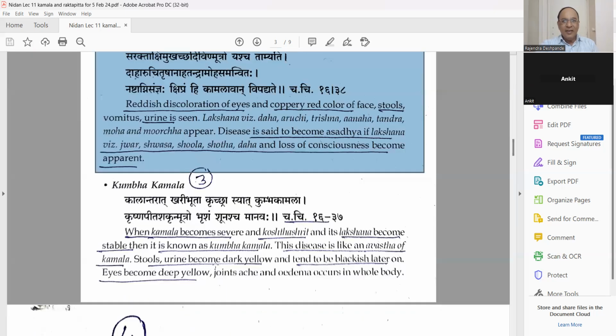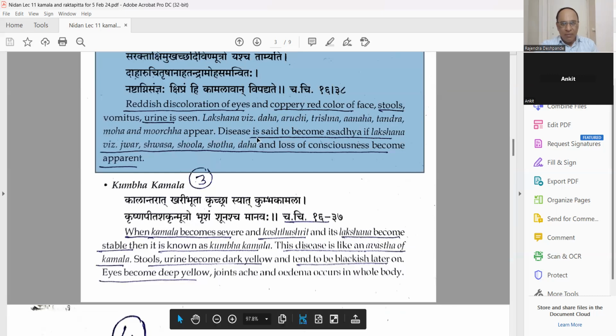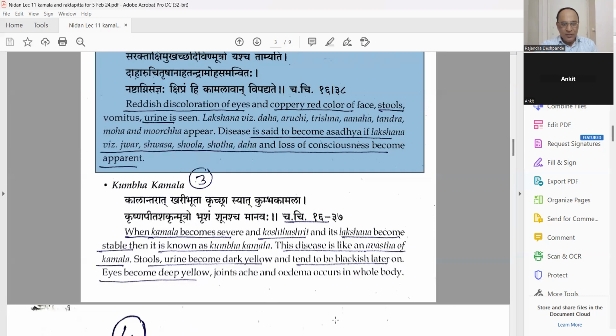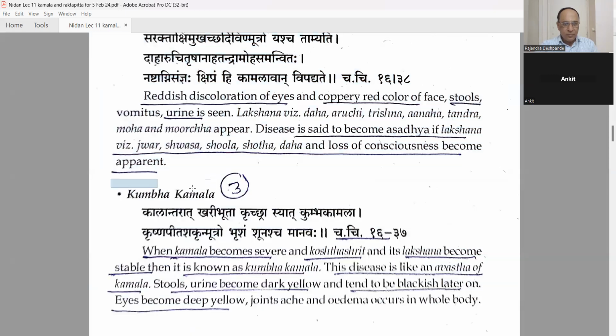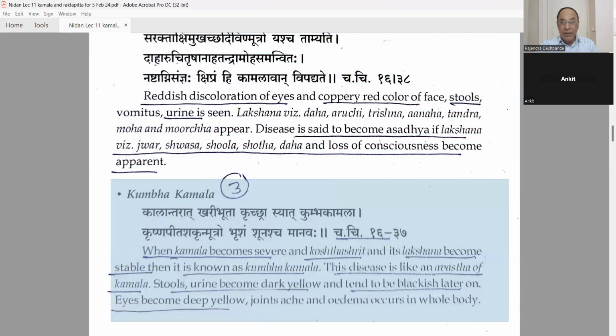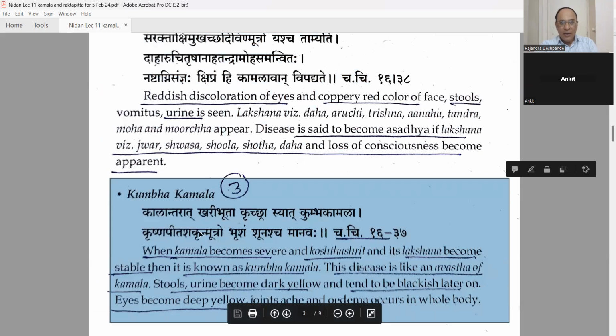Okay. Then next is Kumbha Kamala. Just a moment. Can you see here? What is Kumbha Kamala? SAQ may be asked. Kalantarat, after some days, kharibhuta krichra syat Kumbha Kamala. More dryness will be there, and that particular Kamala of longer duration and more severity is called Kumbha Kamala.